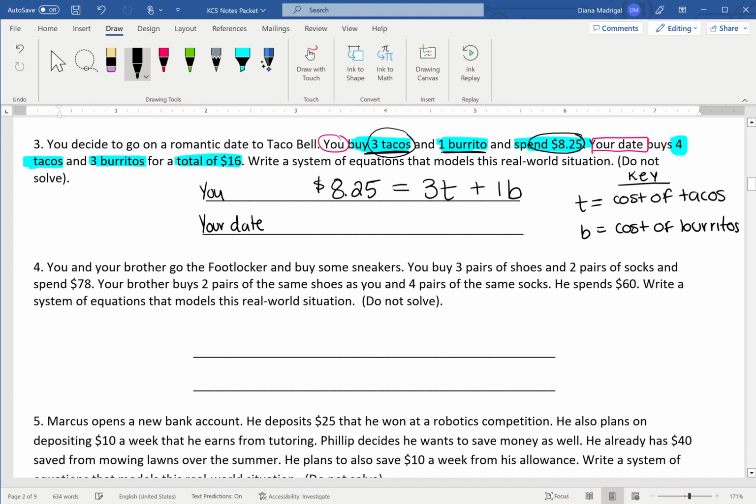All right, your total for your date is $16 equals, what is the $16 from? From the 4 tacos that I don't know the price of, plus 3 burritos that I don't know the price of, okay? And then there you go. You have your 2 equations. They're both using the letter T and B. When you write the systems of equations, you'll notice that you're only going to be using 2 variables at all times. It's only 2. The key should always have 2 variables. That's it. If you have more than 3 letters, you did something wrong.